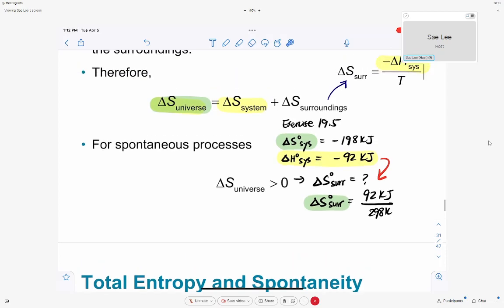So again, why do we care about entropy change of the universe? Why do we have to calculate this? Why is this so important? This is because the positive or negative value of entropy of the universe will tell us whether a process is spontaneous or not. That's why calculating entropy of the universe is pretty important. Any entropy value larger than 0, any positive entropy value, will tell us that a process is spontaneous.